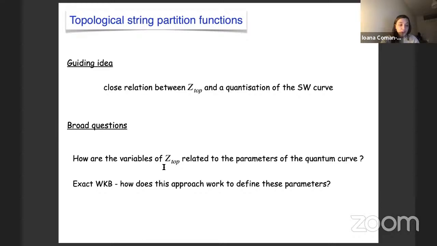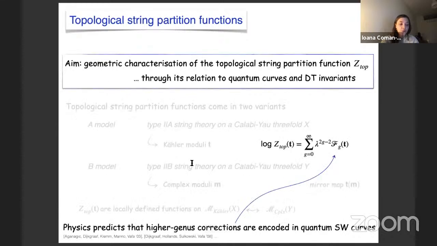So what I will talk about is how the variables which enter the topological string partition functions are related to the parameters of the quantum curve. And then I will show how exact WKB analysis defines these. Now, I should say that when working to formulate this picture for the topological strings partition functions, we were guided by indications from physics that the higher genus corrections here are encoded by the quantum Seiberg-Witten curve.